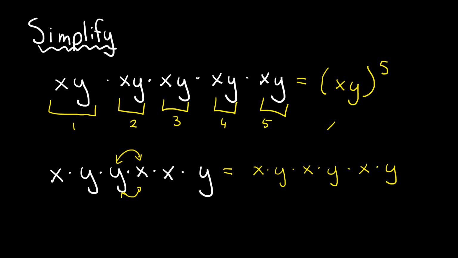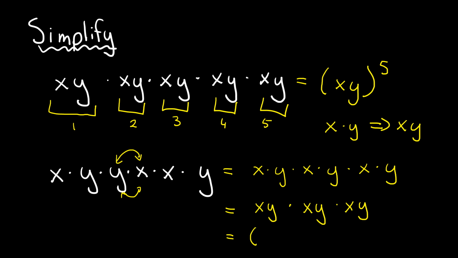Also, if we have x times y, we can rewrite this as xy. So let's do that. This x times y becomes xy times xy times xy. And now we're going to simplify this using our base as a bracket and the exponent. So the question is, what is being repeatedly multiplied? And that is xy. So we start with xy in brackets.